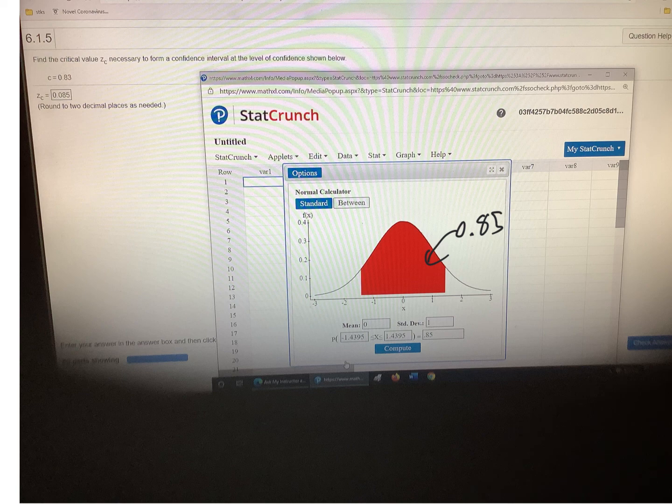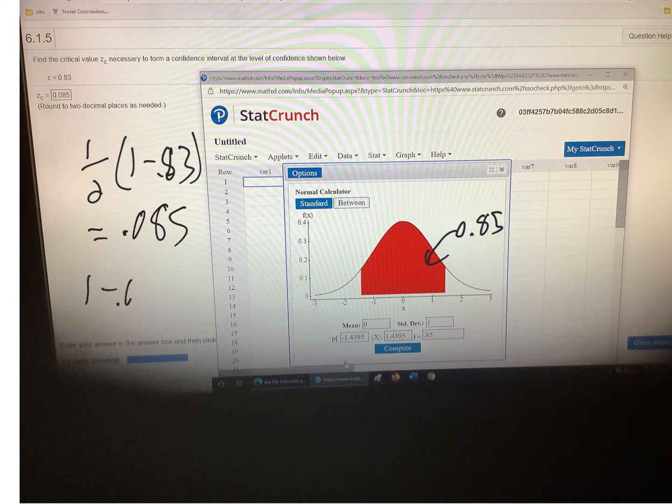I noticed you were doing it by hand, and that's fine. What would you do if you're doing it by hand? Well, you go to the table that's in the back of the book. You'd have to go 1/2 of 1 minus 0.83, and I think you got this number here from that. I haven't checked that, but then you go 1 minus that.